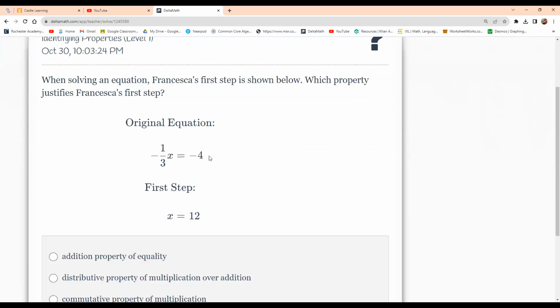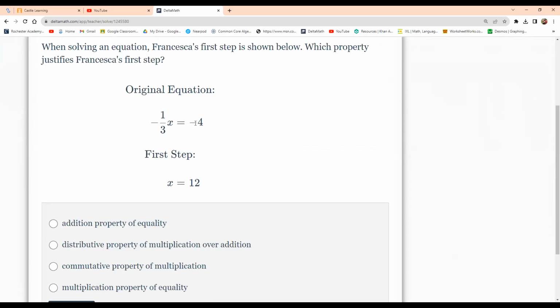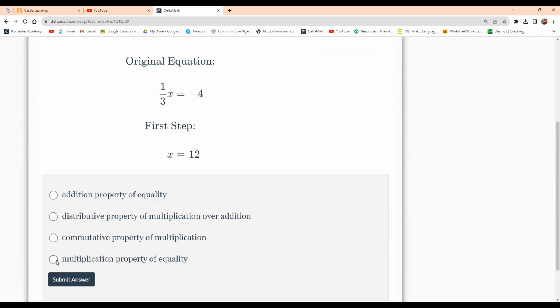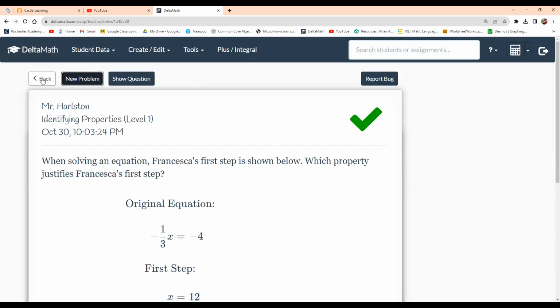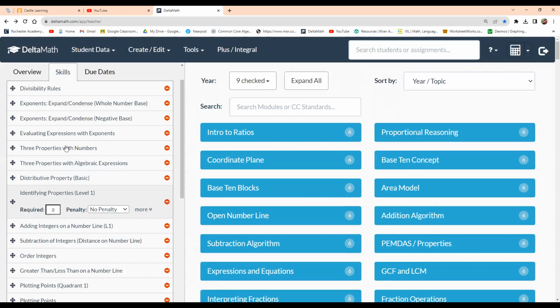All right, oh, wow. So we got a -1/3 x equals a -4. And what we're going to do is basically we can multiply this side by a -3. And that's going to actually get rid of the 1/3. And so if I multiply this side by a -3, I got to multiply this side by a -3, and a -4 times a -3 is going to be a +12. So this is an example of the multiplication property of equality. All right, so now let me go back because I want to show you a couple other things.